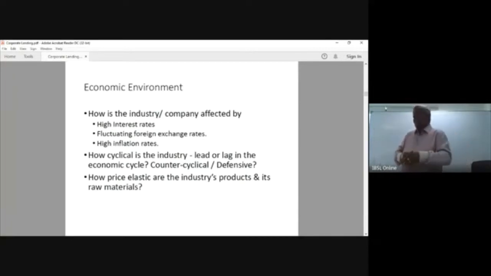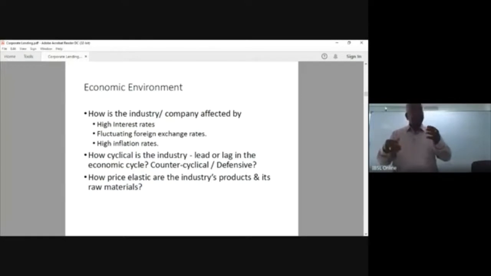Then the economic environment. How is the industry or company affected? There are three basic things: one is the interest rate, another is the fluctuating foreign exchange rate, and the third is the high inflation rate. These three economic factors, the interest rate, foreign exchange rate, and inflation rate, you have to analyze in the case of the economic environment for a particular industry or business.